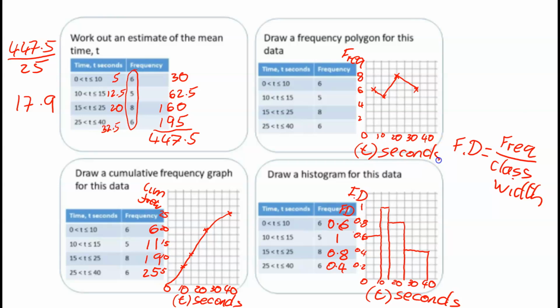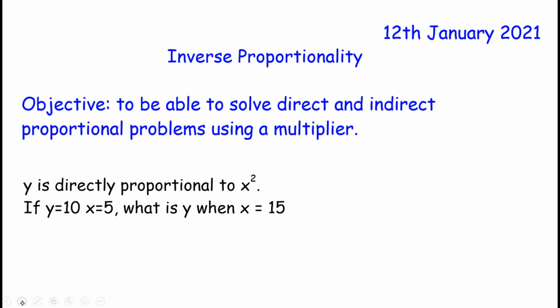Okay, so they are probably the 4 key skills that you need to do with your data handling. Appreciate a lot on one slide. Right, back to what we should be doing. Inverse proportionality. So we're going to be working with direct and indirect.